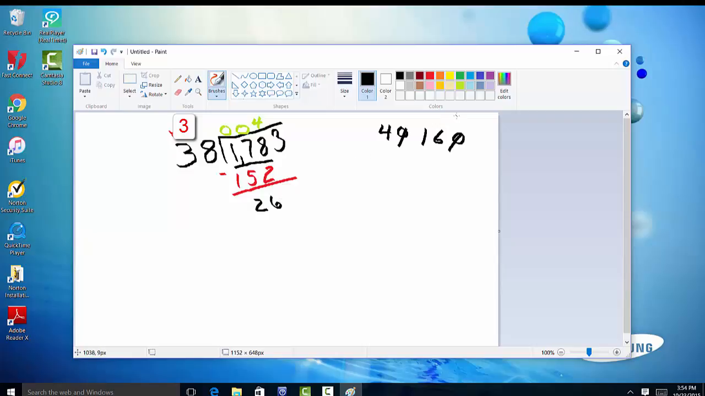All right. To get you started on the next line, you drag this down. This 3 becomes 263. And then we start our process all over again. Does 38 go into 2? No. Does it go into 26? We knew that. It has to go into 263. So we use our same idea, 40.